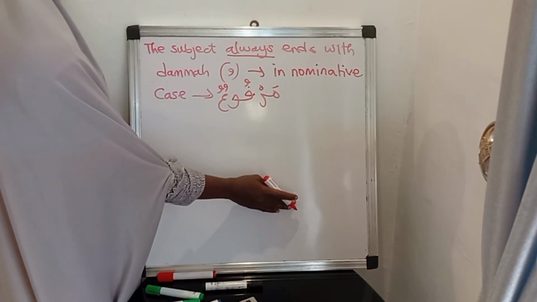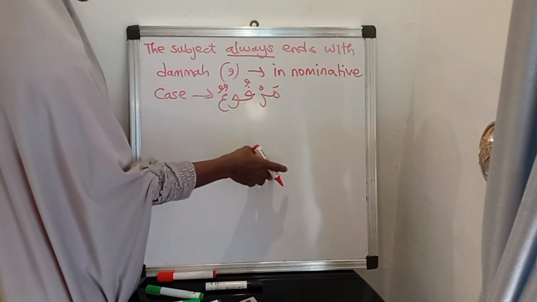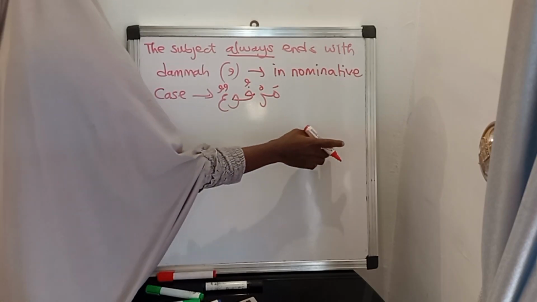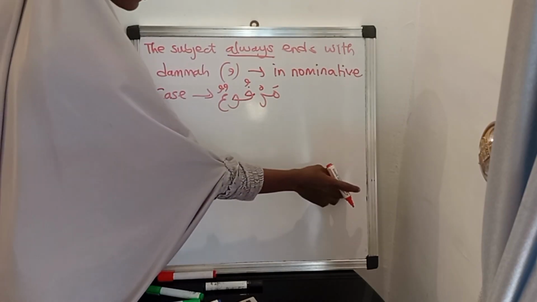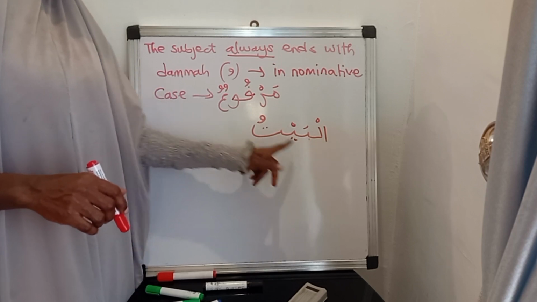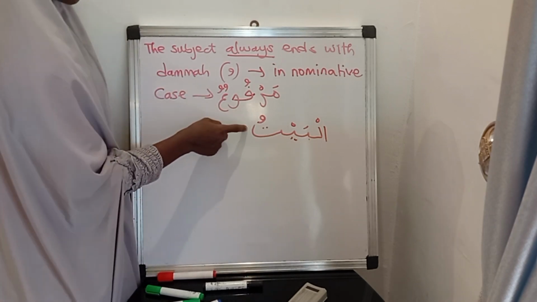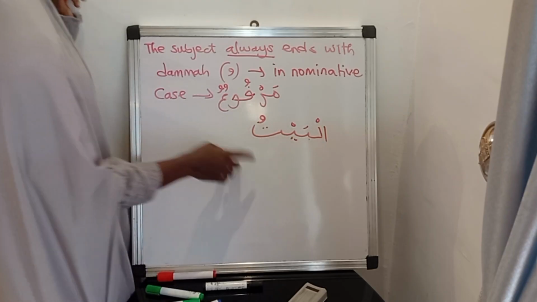In an example that I gave earlier, the house is new. What's the house? Note the house. So we are going to write the house in a definite form. The house is the subject, so it's going to be al-baytu, ending with dhamma. So we have clarified this, al-baytu.